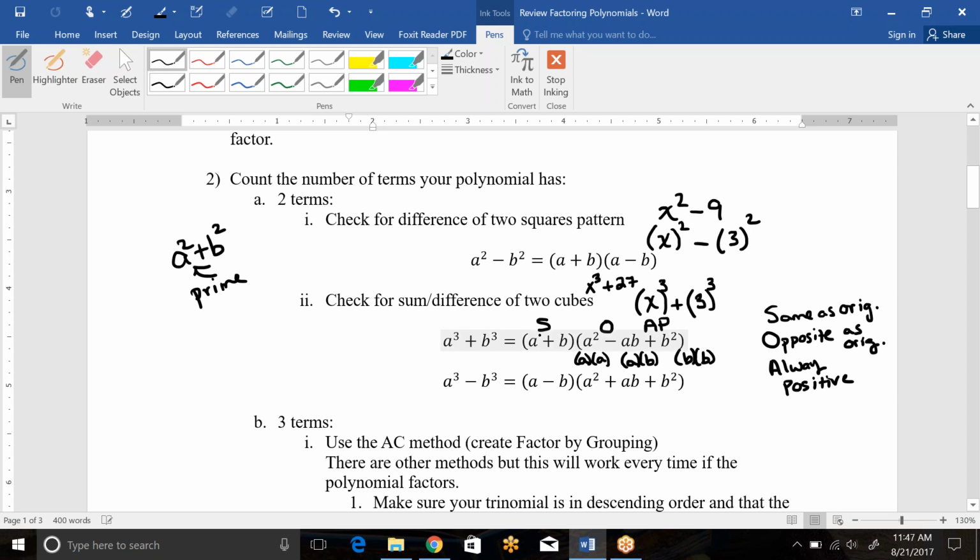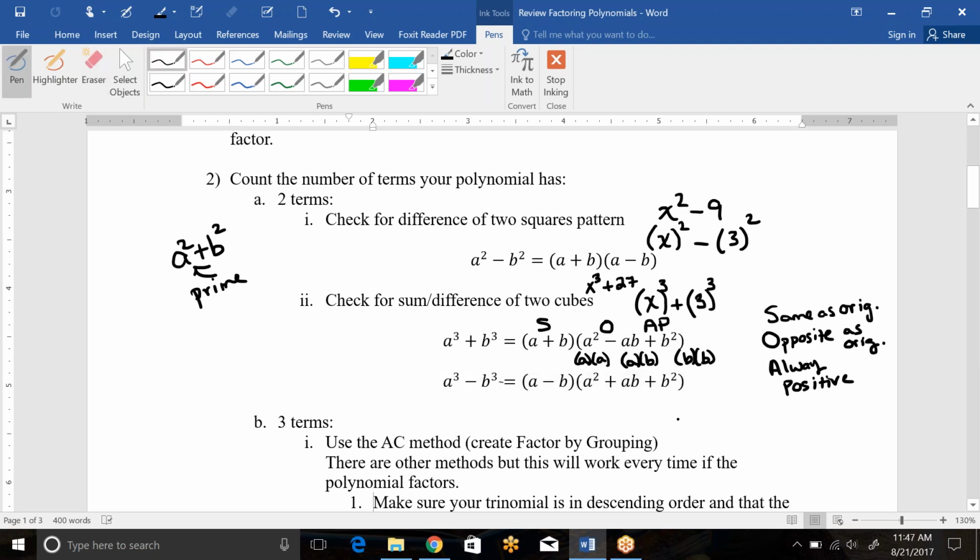So notice that matches here. This is a plus because that's the original. This is a minus because that's opposite to the original. And this is a plus, because it's always positive. Same thing here with the minus sign. It's pretty much the same exact factoring, except now you have the minus in the binomial and the trinomial is all pluses.